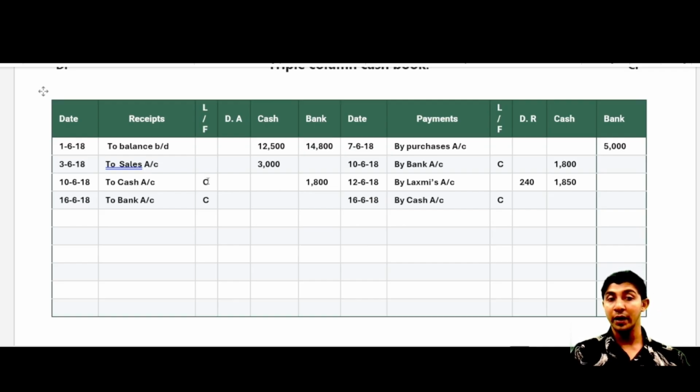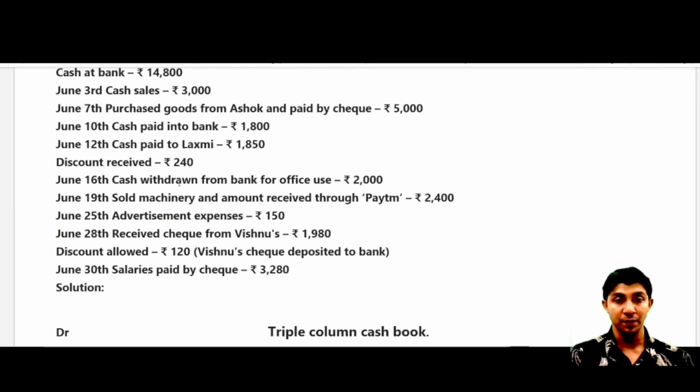What is the rule of contra entry? The bank दिखा तो amount cash column में enter करना है आपको. The amount is rupees 2000. इधर cash दिखा तो amount bank column में enter करना है आपको, that is rupees 2000. Done. Now let us move towards the next transaction, that is sold machinery and the amount is received through Paytm.